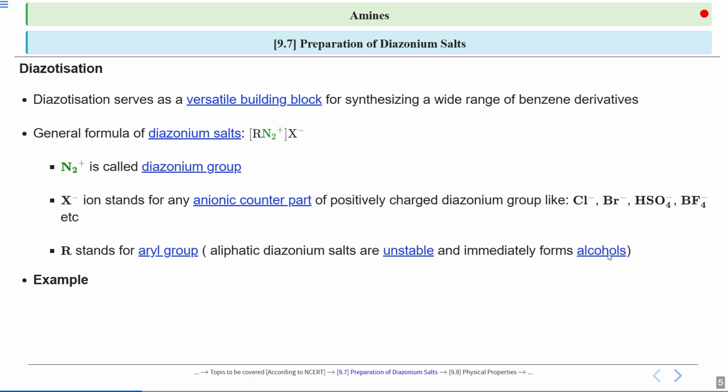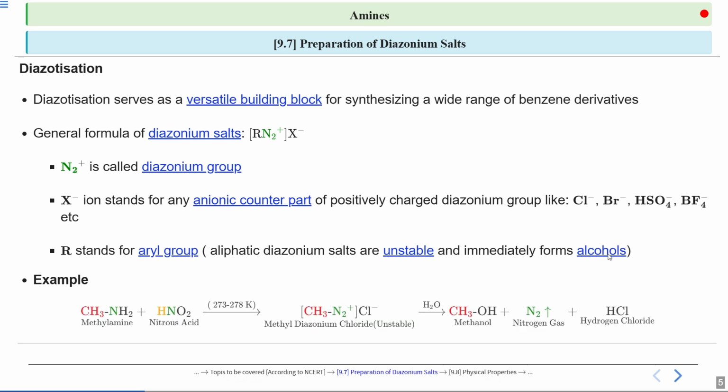Now let us look at a specific example. So we will use methylamine, which reacts with nitrous acid to form a diazonium salt. So look at this particular reaction. You have methylamine, which reacts with nitrous acid, which is HNO2, at a temperature range of 273 to 278 Kelvin. So this forms methyl diazonium chloride. Now this methyl diazonium chloride is unstable and it quickly breaks down in water to give methanol, nitrogen gas and hydrogen chloride. Okay.